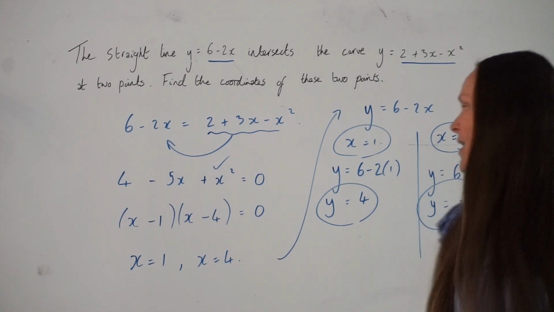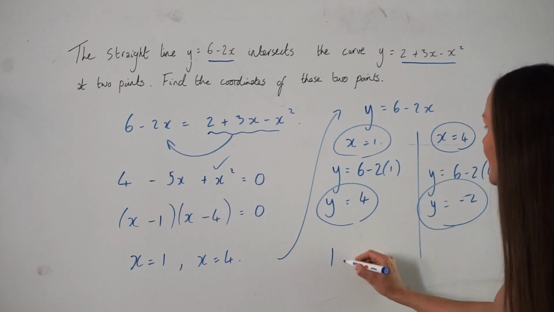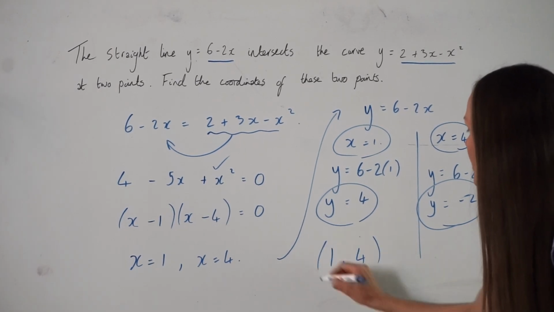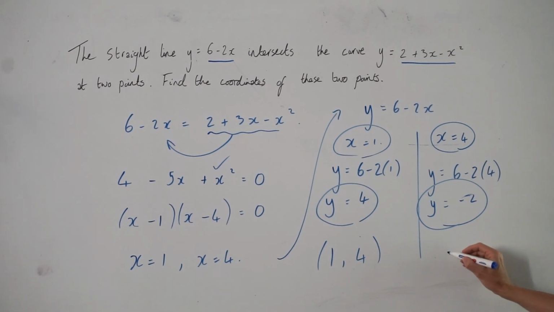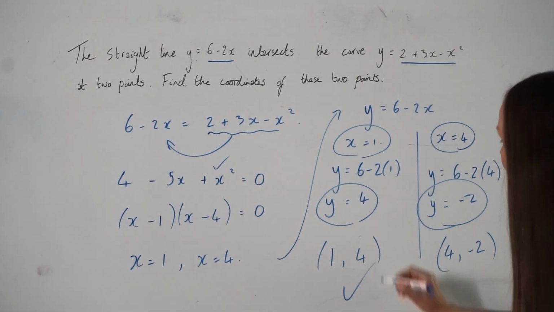If we want to summarize at the end, for the coordinates, for the first pair, we have x is 1, y is 4. And for the second pair, we have x is 4 and y is negative 2. So those are the coordinates.